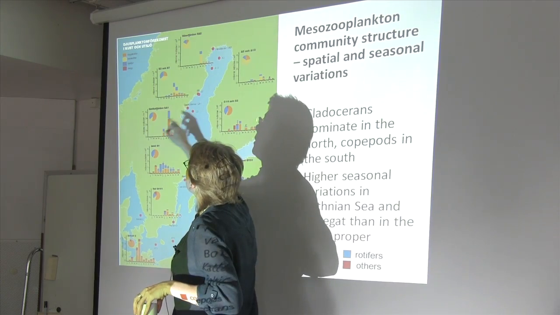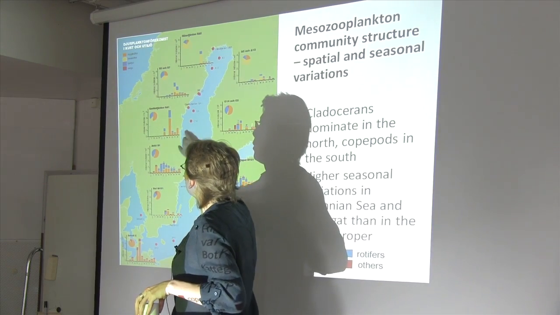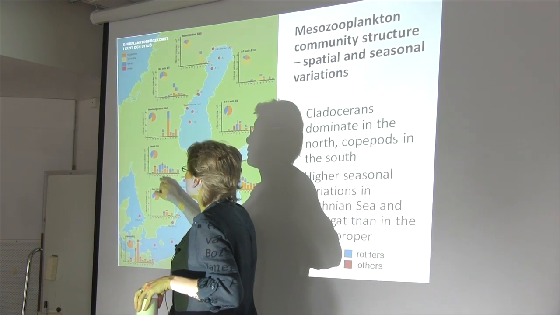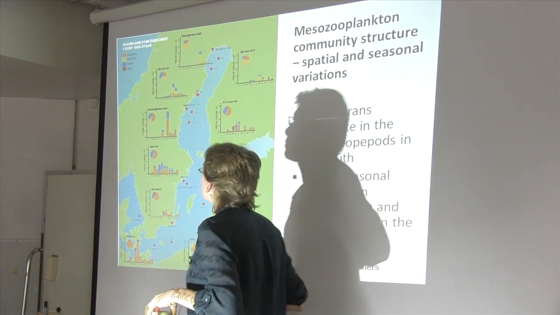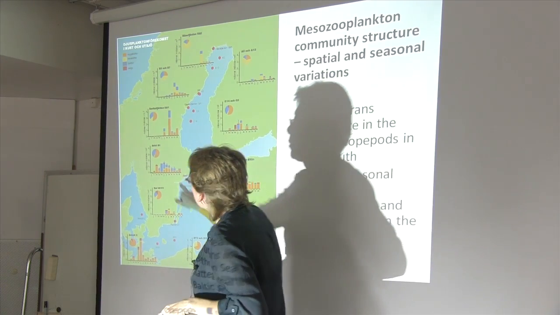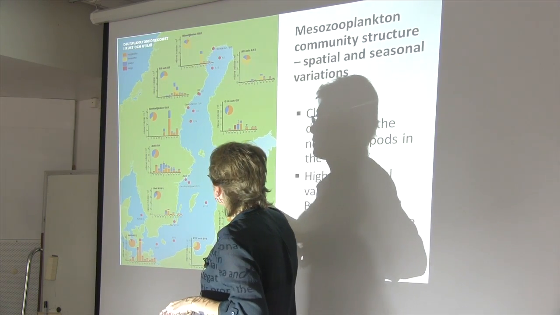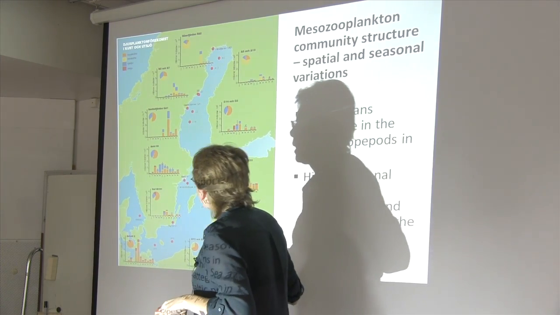Cladocerans are also quite common here, together with rotifers. Here, copepods become more dominant. Here we have mostly copepods, very little cladocerans, but a spring bloom of rotifers that contributes to biomass quite a bit, and also a fall bloom of rotifers. The same in the Landsort Deep. So those are two stations, and those are two figures for this.